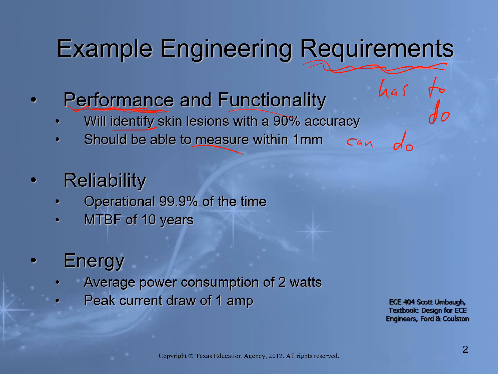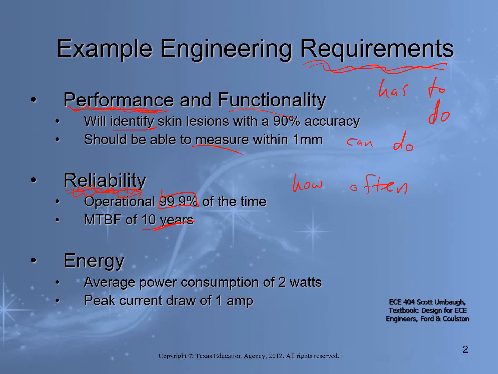Another type of requirement could be reliability. Okay, so this is how often. All right, so it might be operational 99.9% of the time, so it has to work for long periods of time. Could have to have a lifespan of 10 years. Okay, it could have to be accurate, or it could have to fail in a certain way so it doesn't cause problems. Anyways, this is reliability, so how often it does.